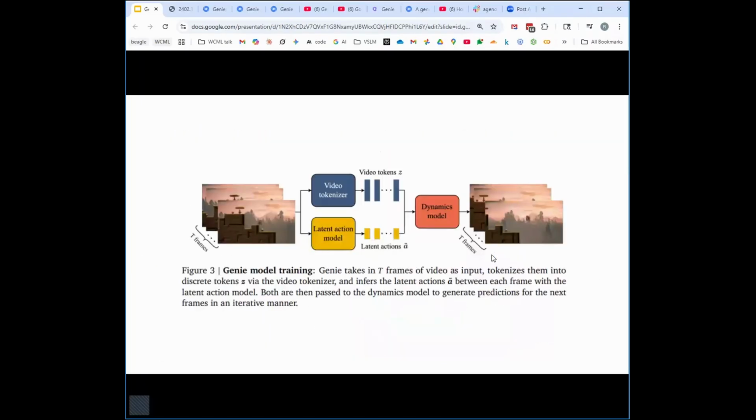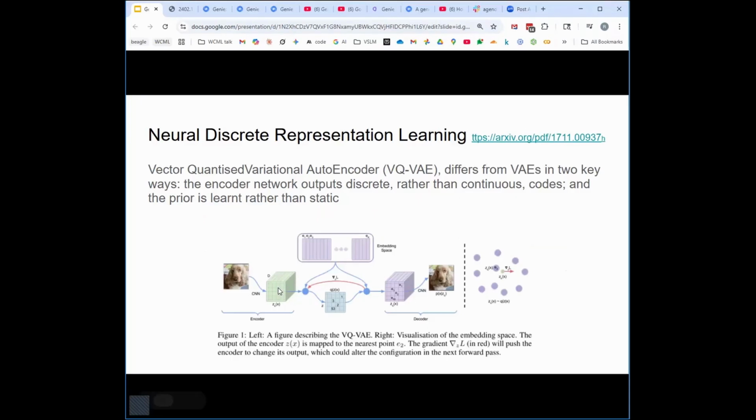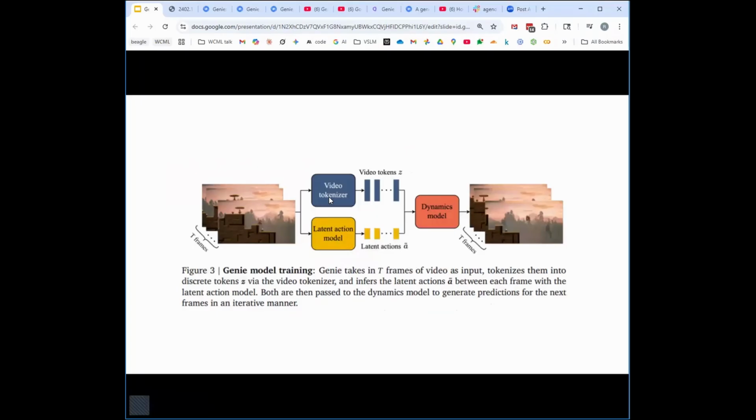Okay, so the first part then is we get this tokenizer that we built by training one of these VQVAEs, the encoder decoder. We use the encoder to create the tokenized input stream, and then they run it through a dynamics model. The dynamics model takes a look at not just the most recent image, actually. They feed it the entire time series, I believe.